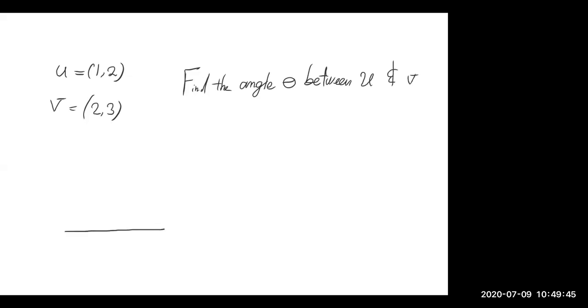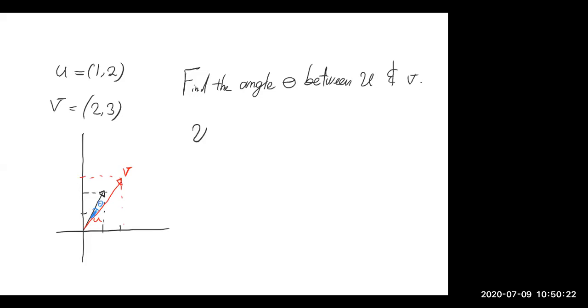So this is u. Did I choose good numbers? This is u, and then we have v. This is u, and then the coordinates of v are (2, 3). This is v. I want to compute the angle theta here between u and v, okay?